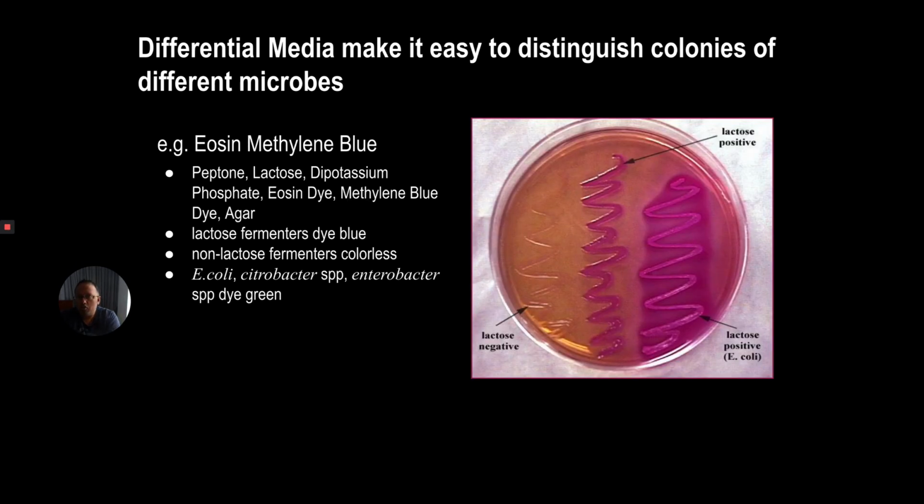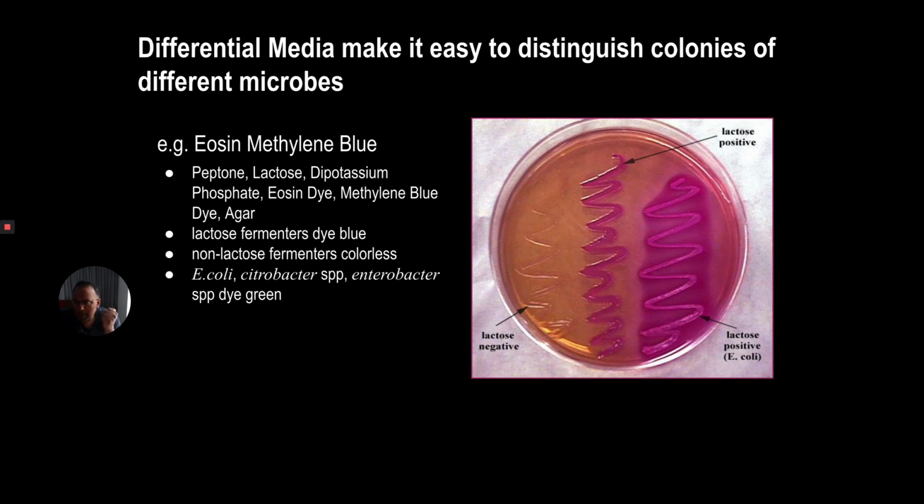Then we have differential media, which makes it easy to distinguish colonies of different microbes. So notice the selective media actually prevented certain organisms from growing, right? The MSA plate, because of the high salt content, favors the growth of gram-positive organisms and disfavors the growth of gram-negative. Now, differential media, on the other hand, isn't going to prevent anybody from growing, right? Instead, what it's going to do is create an environment that helps to tell these different ones apart. So an example of this is EMB.